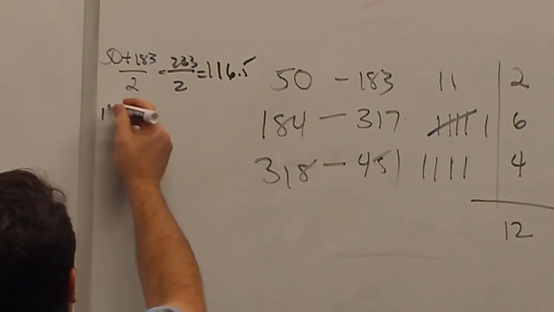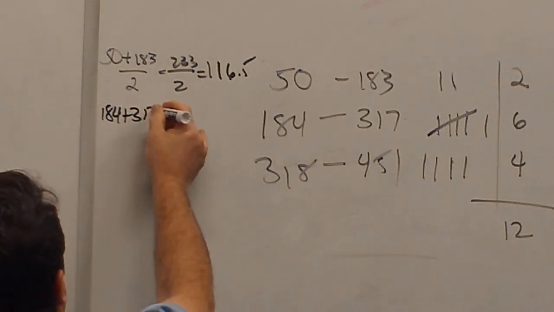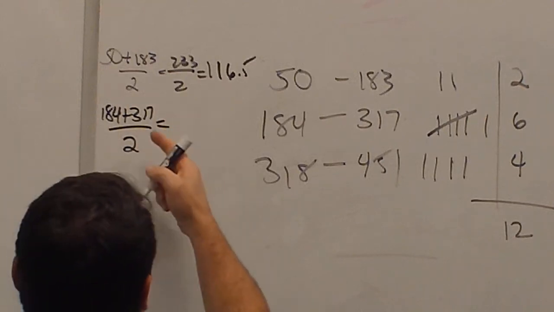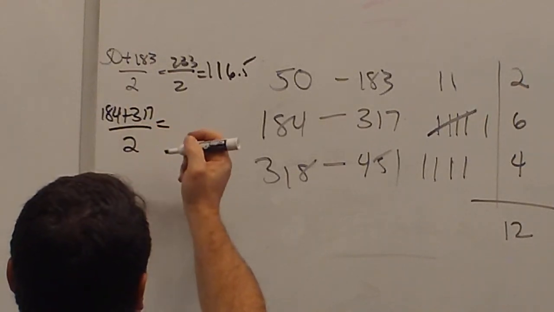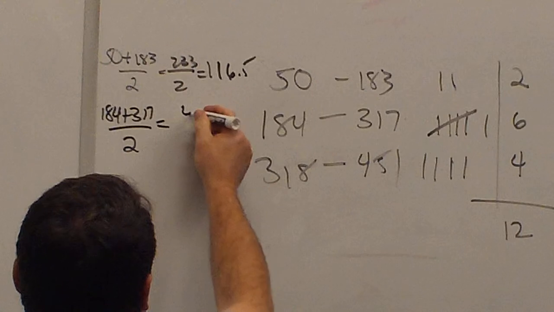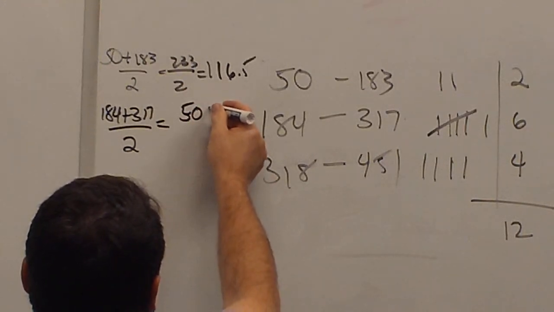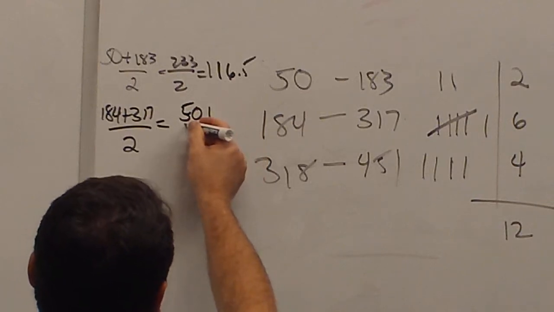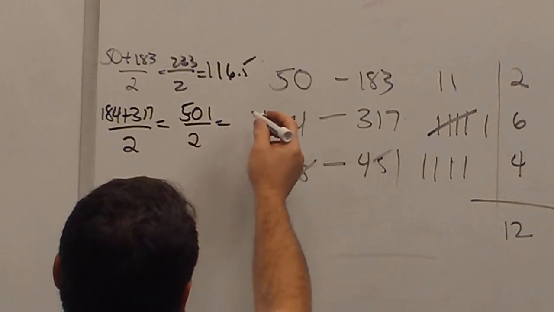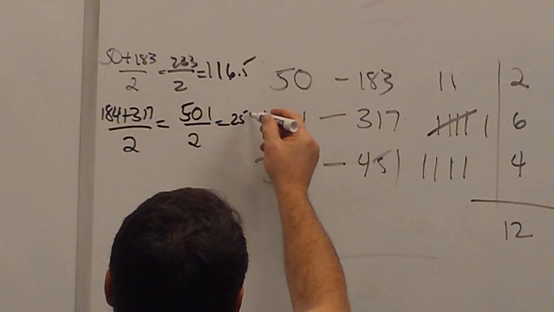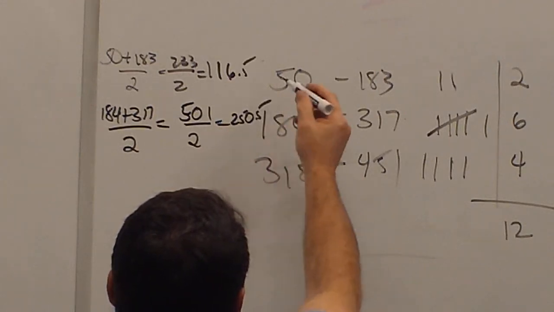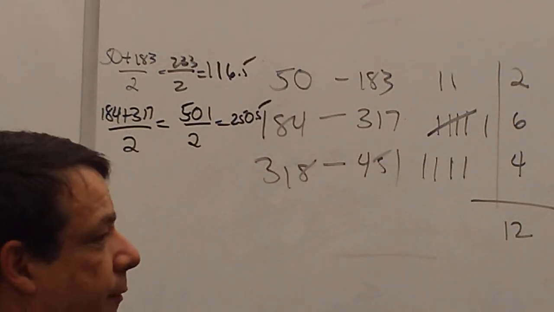Next one. 184 plus 317 divided by 2. That's going to be 300, 400, and 501 divided by 2. And that's going to be 250.5. That's correct.